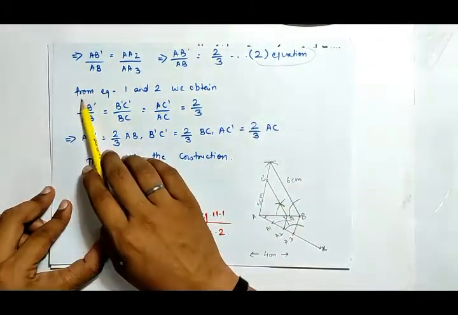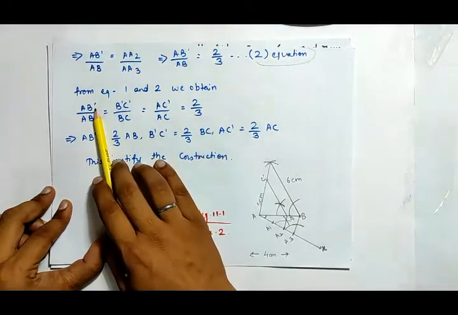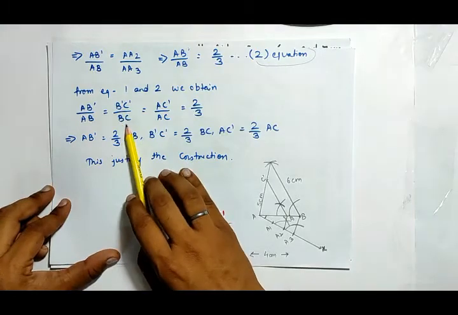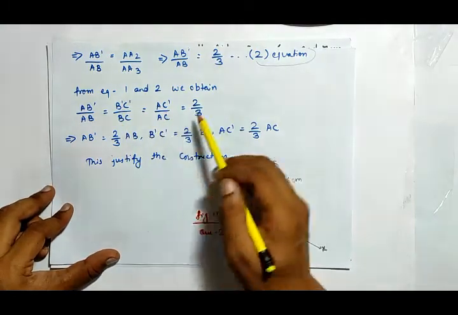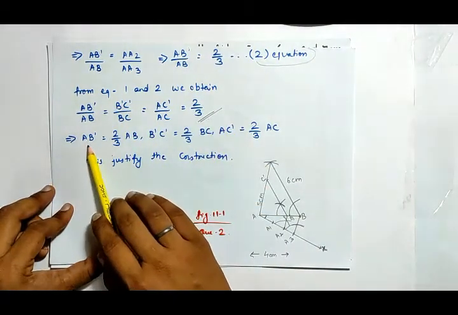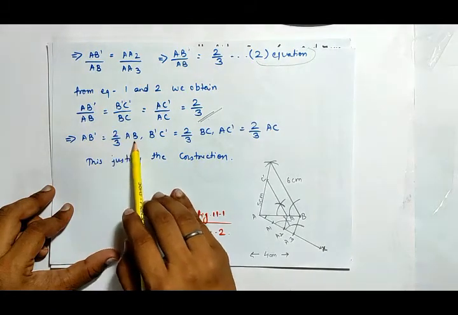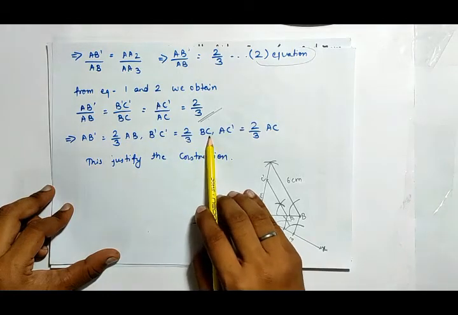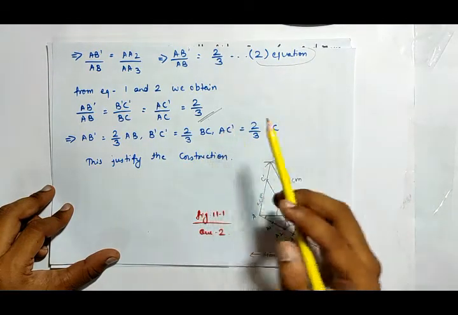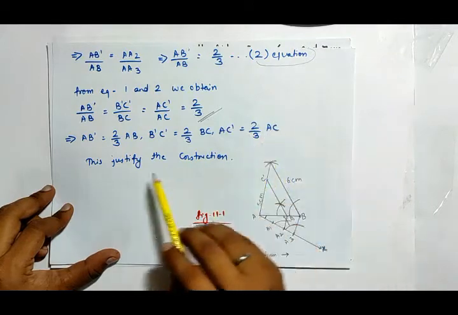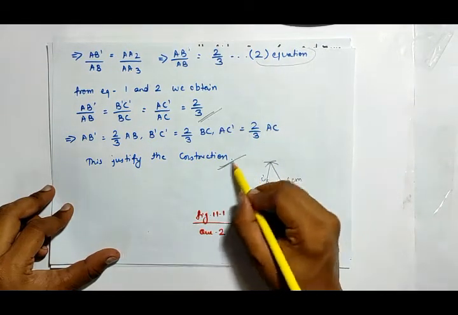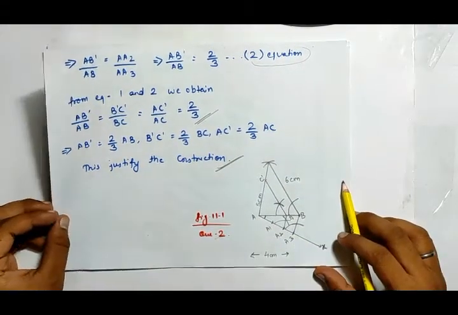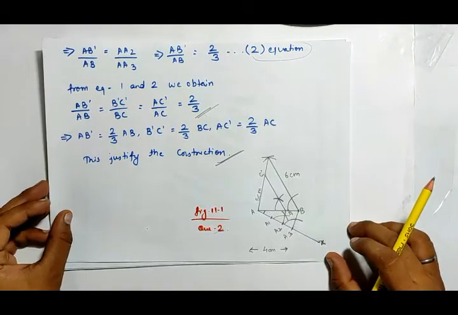So here from equation 1 and 2 we obtain AB dash upon AB is equal to B dash C dash upon BC is equal to AC dash upon AC is equal to 2 upon 3. So here AB dash is equal to 2 upon 3 AB, B dash C dash is equal to 2 upon 3 BC, AC dash is equal to 2 upon 3 AC. This justifies the construction. So this is the diagram for question number 2, figure 11.1. You can copy this diagram.